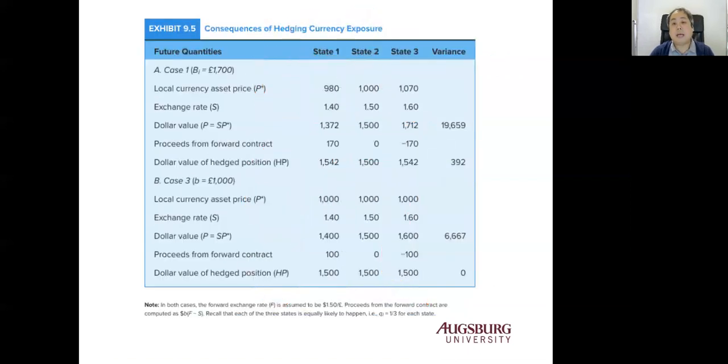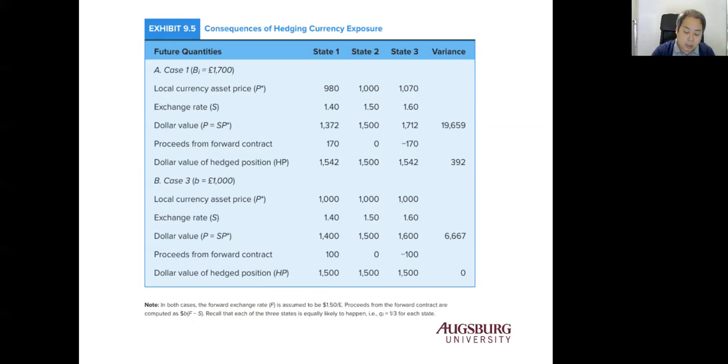Now, once you identify this magnitude of exposure, so in case 1 the coefficient is 1,700 pounds. Case 3 is 1,000 pounds, right? Now the firm has to hedge this exposure. The simplest way is just by selling the exposure forward. So let's look at case 3 first. Case 3, where the asset value is fixed in terms of local currency, it is possible to completely eliminate the variability of the future dollar price of the asset by selling just 1,000 pounds forward. It's a simple way to hedge.